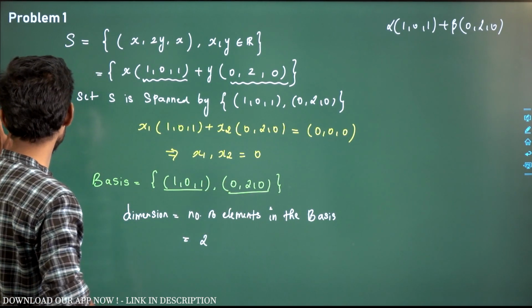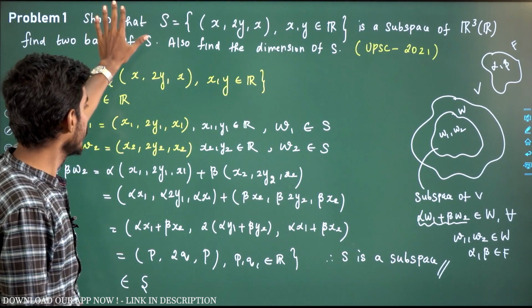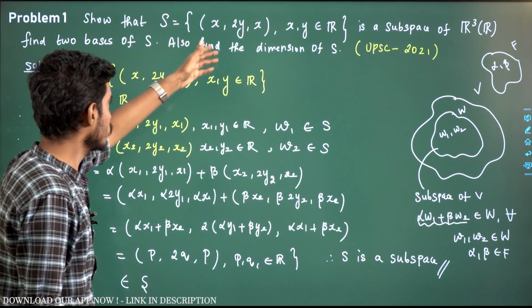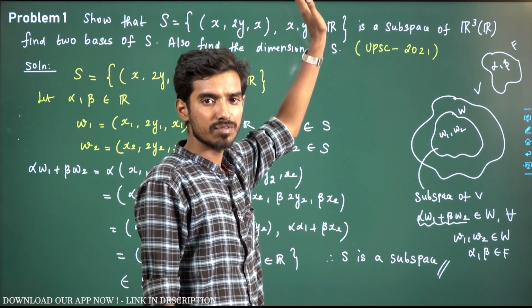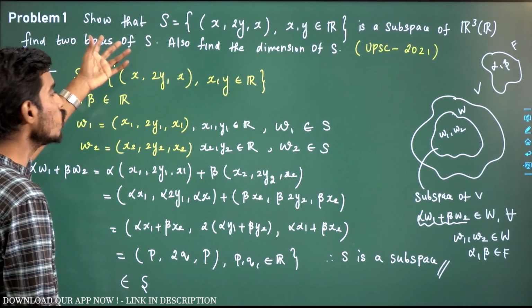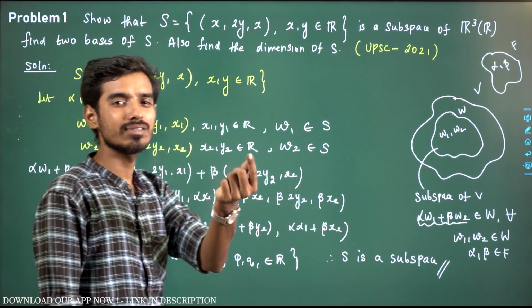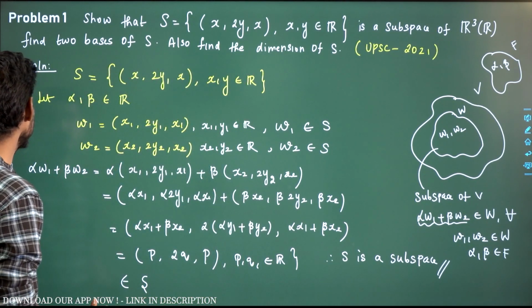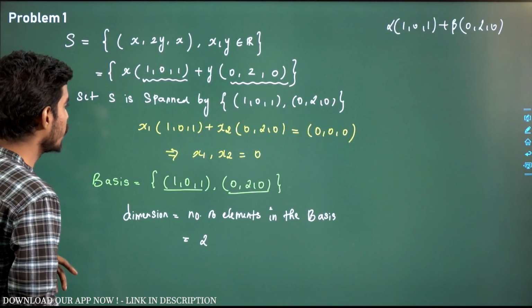So they have asked for two bases, right? We have shown that this is a subspace of R3 over R, and we have also found that the dimension of the set is 2. Now they also asked us to find two bases of S. If you find one basis, you can find an infinite number of bases. How? You just make a linear combination, then you can find many bases.